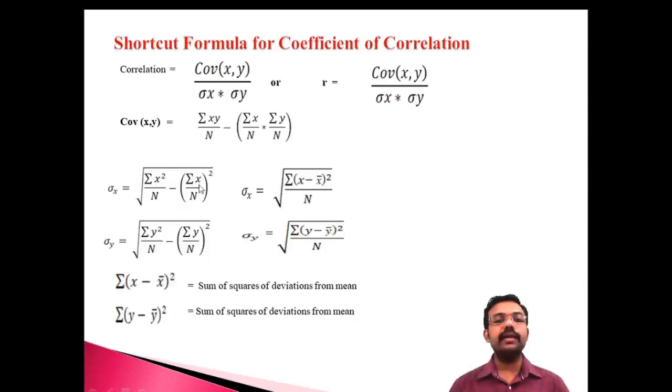And the second formula: the standard deviation of x equals the root of sigma x minus x bar, whole square, divided by n. This is another version of the same thing. You can use any form.